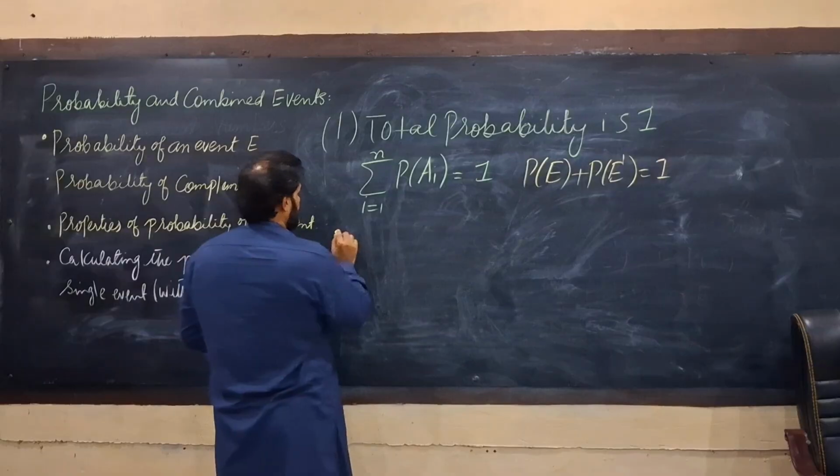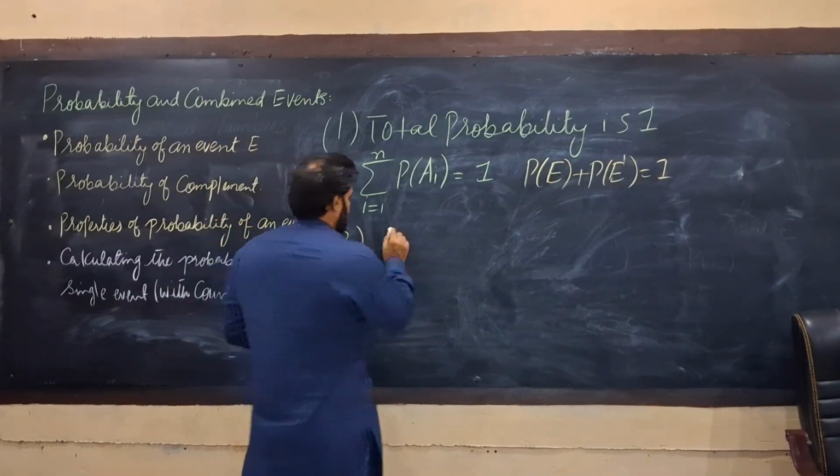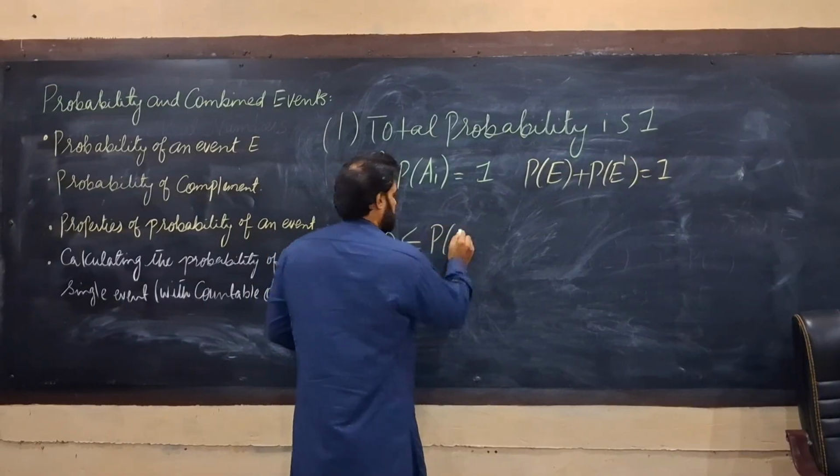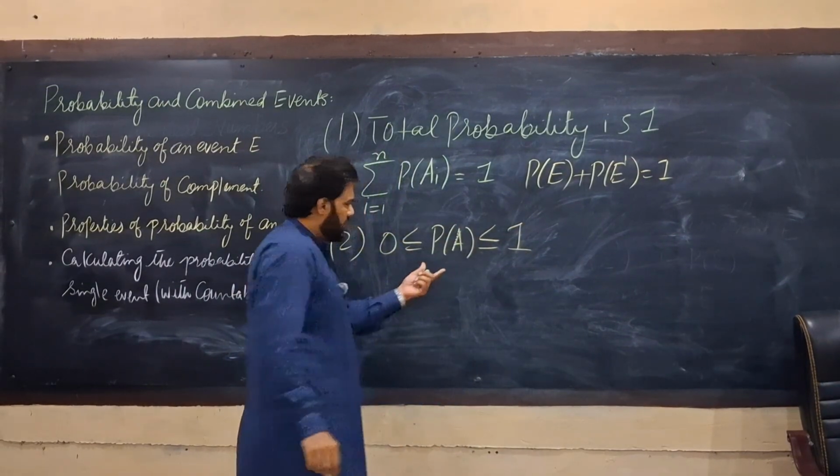The second property is that the probability of any event lies between 0 and 1. Now there are two cases here.